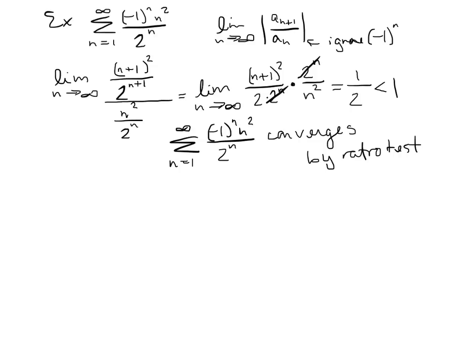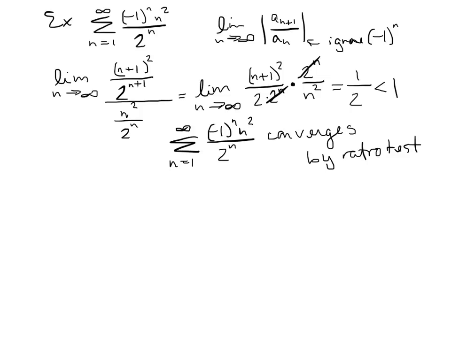Normally, I don't do this step. Normally what I do is I plug in n plus 1 and then I flip and multiply by the reciprocal right away. So I don't normally worry about that division step. It just takes an extra step of writing.